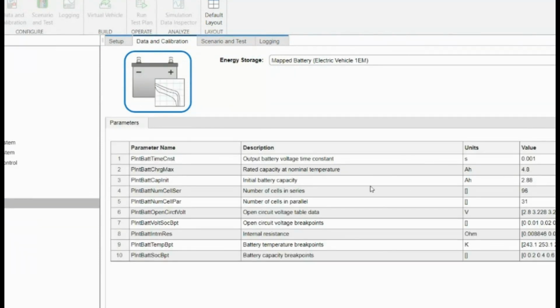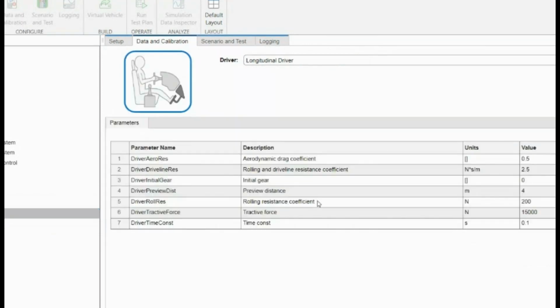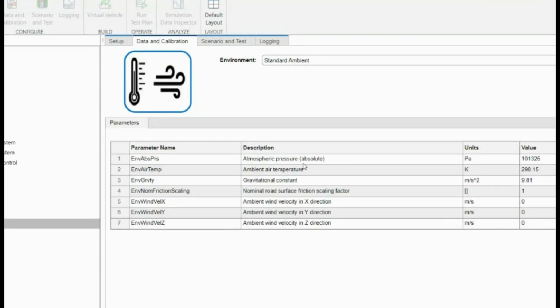What is the rated capacity at nominal temperature, initial battery capacity, number of cells in series, number of cells in parallel, OCV, open circuit voltage of all the cells that is present in the battery pack, internal resistance, breakpoints, and so on. And for the driver and environment, drag coefficient, rolling resistance coefficient. For the environment, what is the atmospheric pressure, ambient air temperature, and so on.